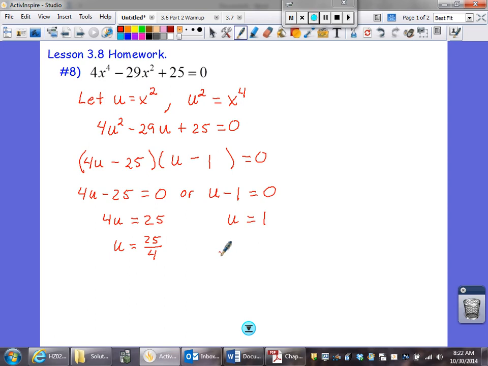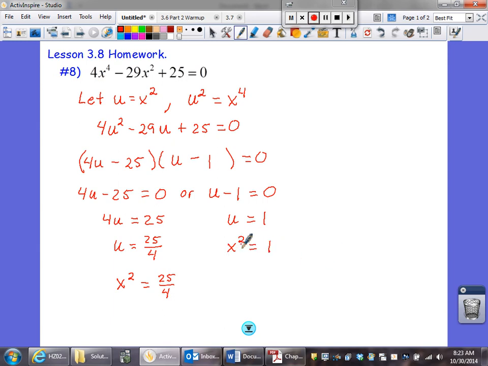Remember, we weren't solving for u. U is not part of this equation up here in black. It's not part of it. It's x. Well, we said u represented x squared. So I'm going to put x back into the problem now. I'm going to say instead of writing u, x to the second power is equal to 25 over 4. And over here, x to the second power is equal to 1.